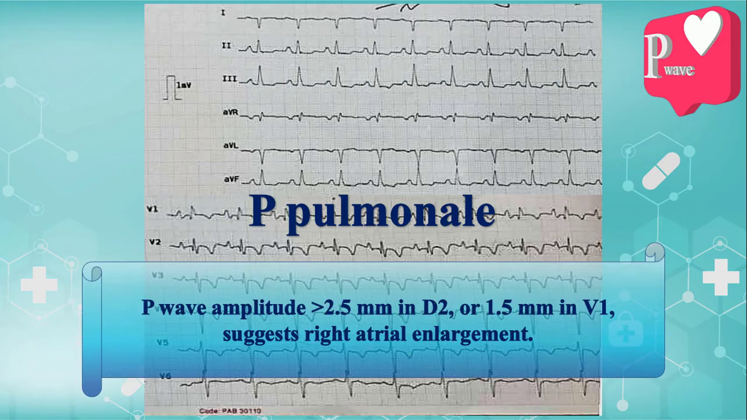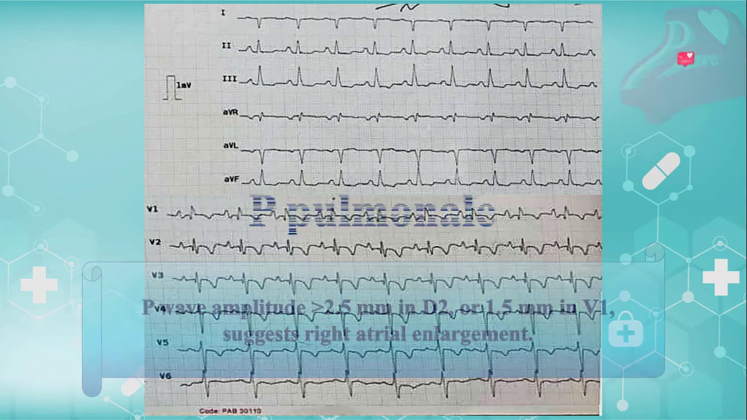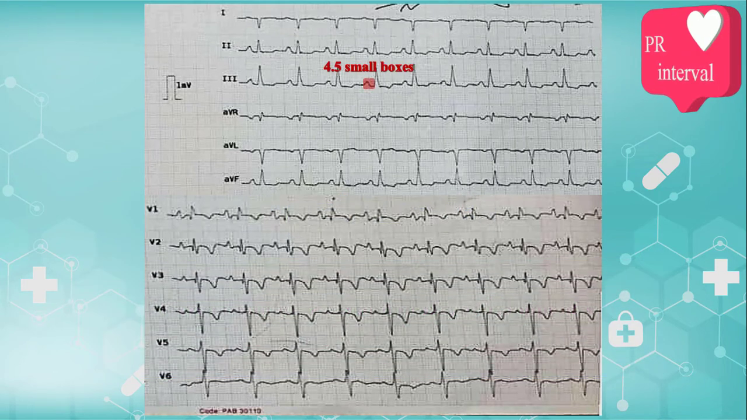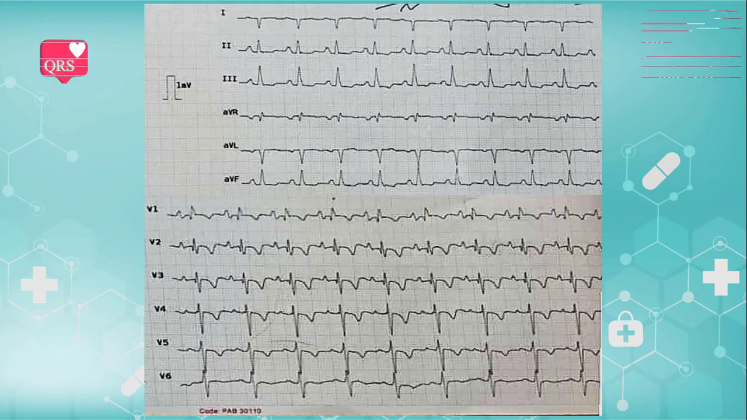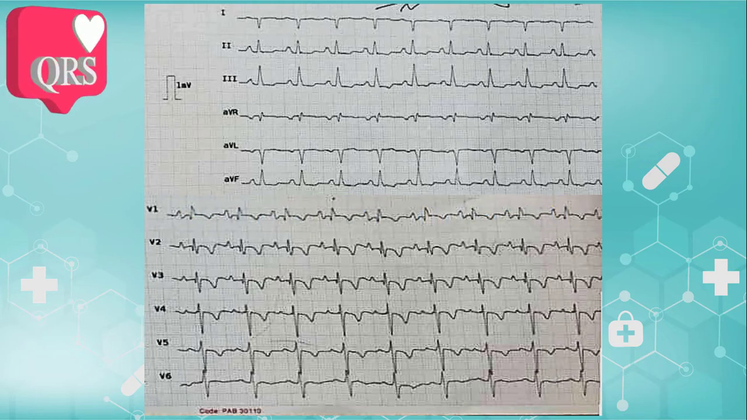Remember that P wave amplitude greater than 2.5 mm in D2 or 1.5 mm in V1 suggests right atrial enlargement. For more information about atrial enlargement, tap the link in right upper corner. The PR interval is about 4.5 small boxes, which is considered normal. How about QRS complexes? There are several important changes in QRS complexes.